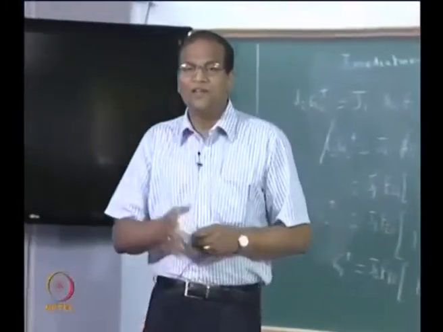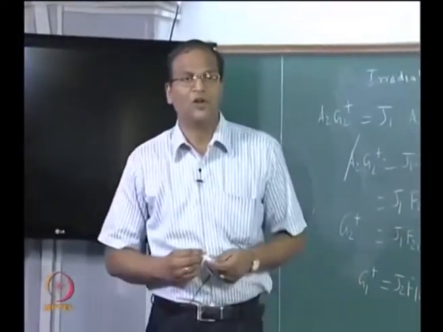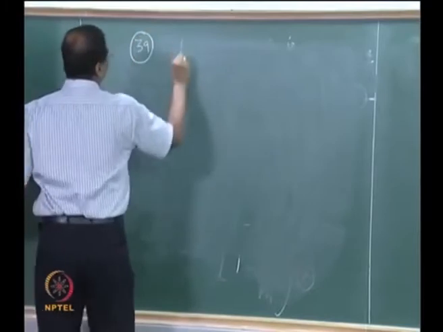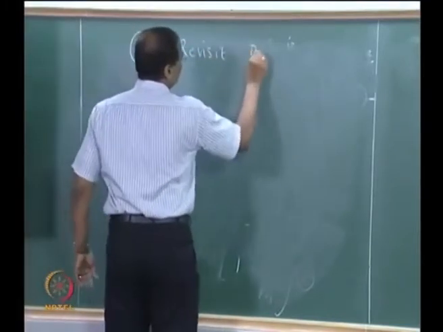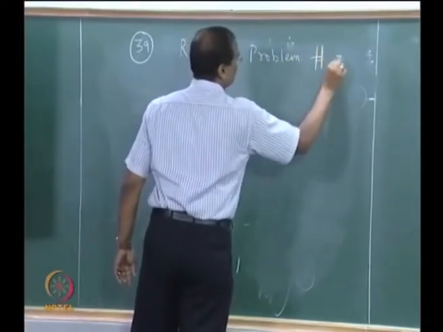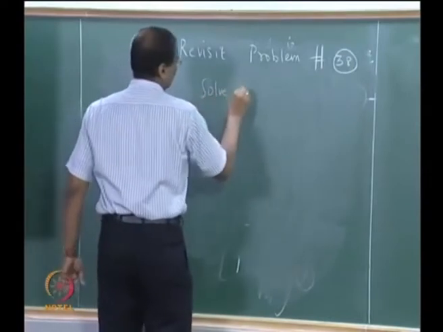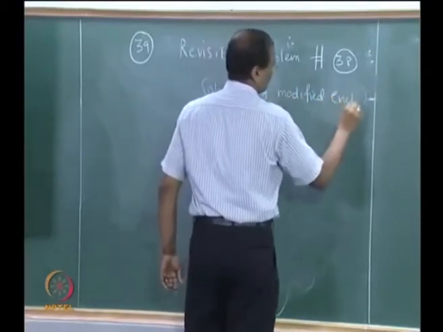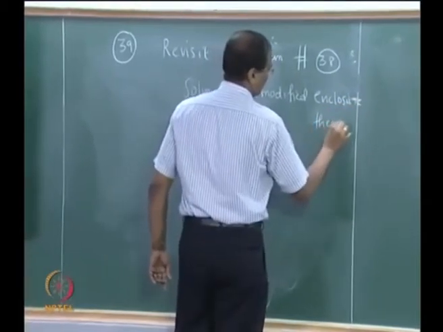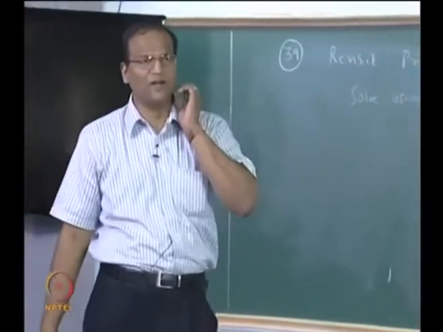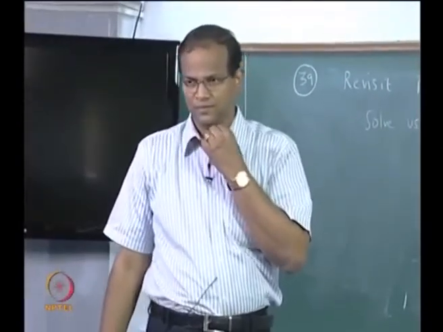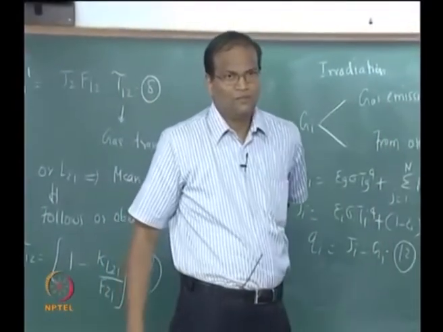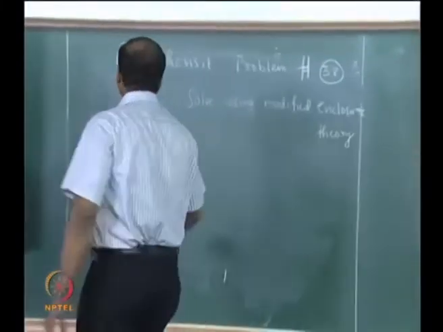Now, revisit the problem which we did yesterday and solve it using the theory of evacuated enclosure, right. That is two parallel plates. Problem number 39. By modified enclosure theory, I mean enclosure theory modified for an absorbing and emitting gas. Okay. We should get the same answer as before. Okay. So let us take this.